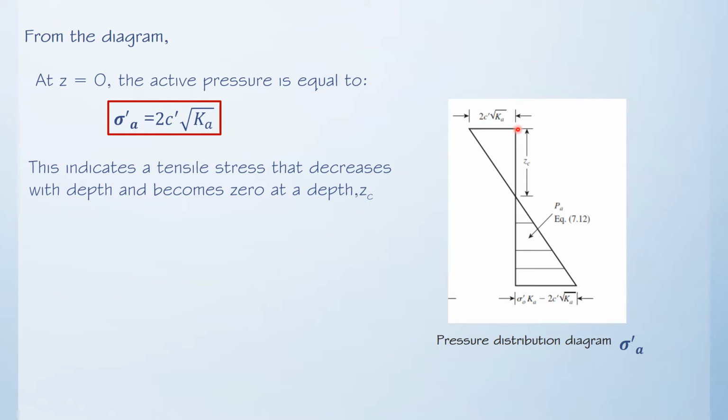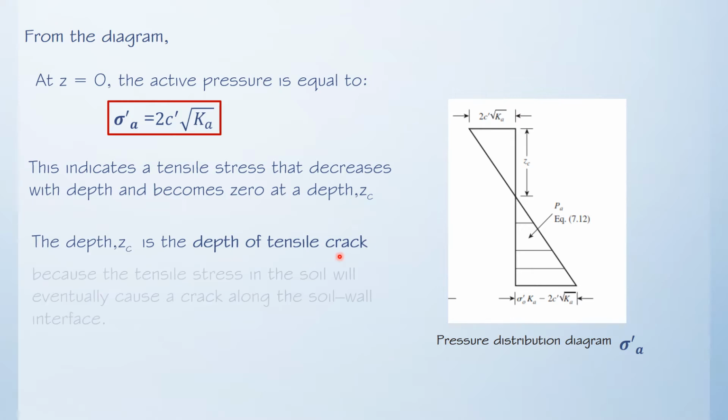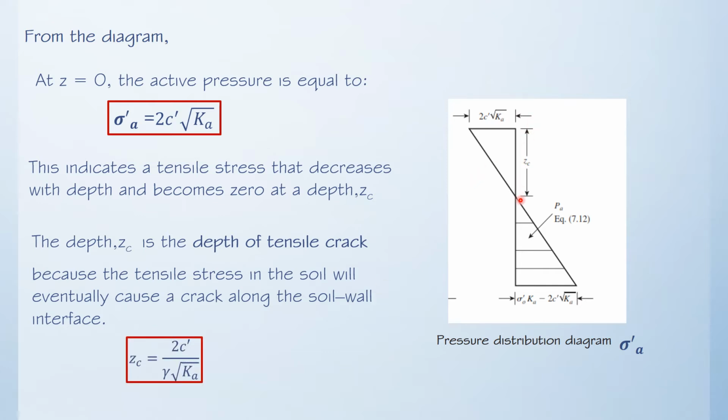So notice that as the tensile stress decreases, there will come a time that it becomes 0, and that distance is denoted as z of c. The depth z of c is the depth of tensile crack. It is called the depth of tensile crack because the tensile stress in the soil will eventually cause a crack along the soil wall interface. So z of c can be solved with the following equation, that is 2c prime divided by the unit weight of the soil multiplied by the square root of the coefficient of active earth pressure.